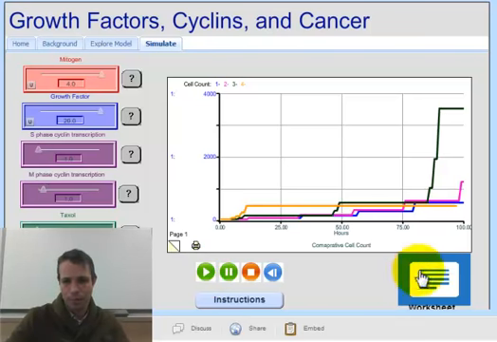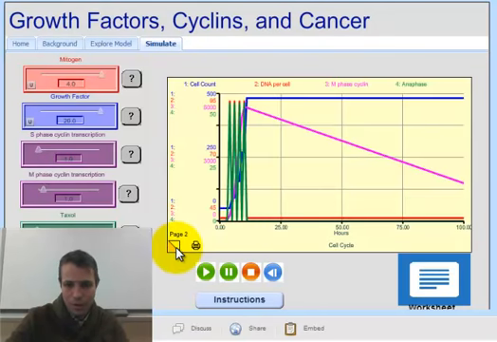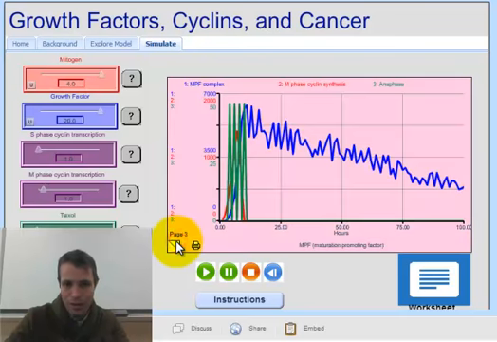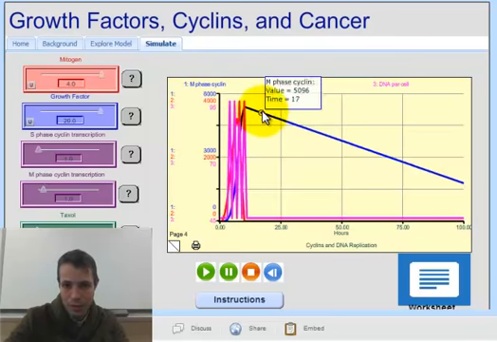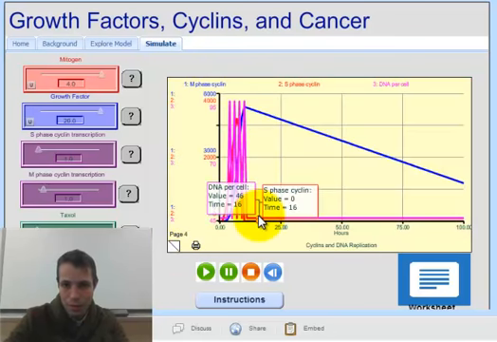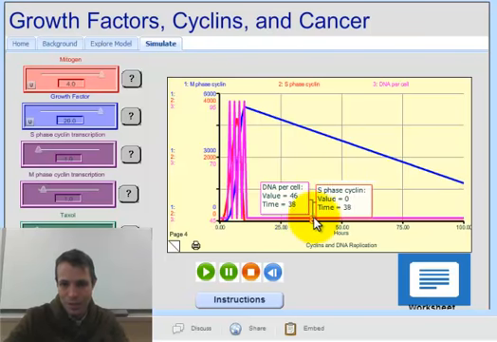So let's take a look. Again, our cell count is pretty low. If we look here, what has happened is this M phase cyclin keeps on decreasing. And let's look at some of our other cyclins. Let's see, where's a page of all? Okay, here's all the cyclins. If we take a look here, our S phase cyclin is kept at 0.